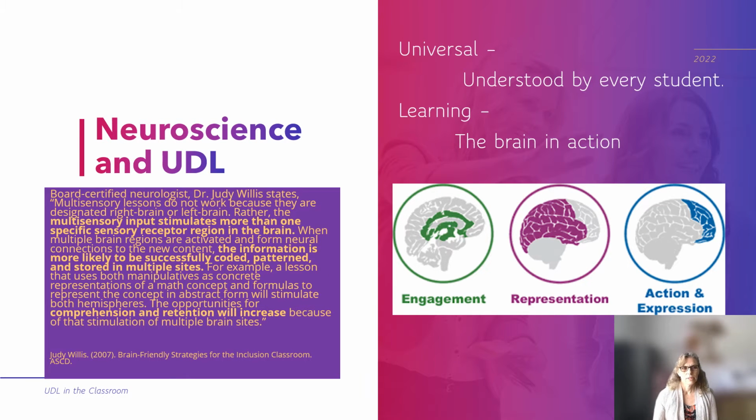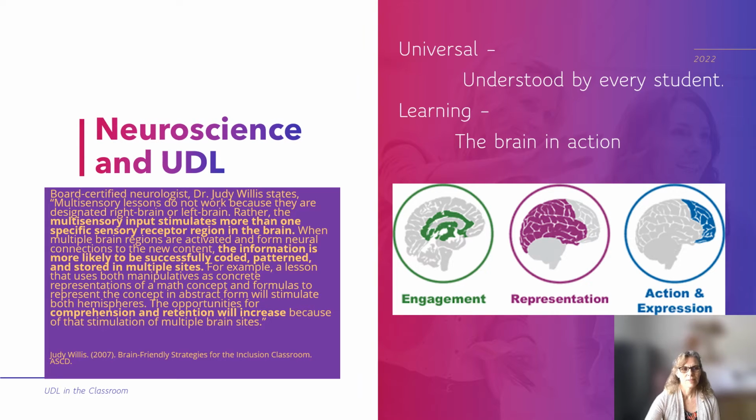Universal in the UDL means that curriculum is to be understood by every student. Each student brings with them their own background, their own strengths, their own needs, and their own interests. And so the curriculum should bring opportunities for growth for each student. And the learning in the UDL represents how our brain networks organize that learning.